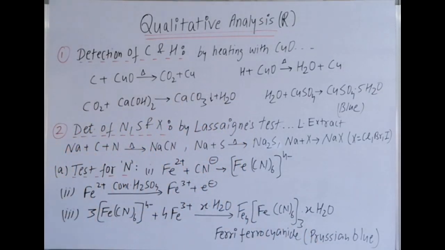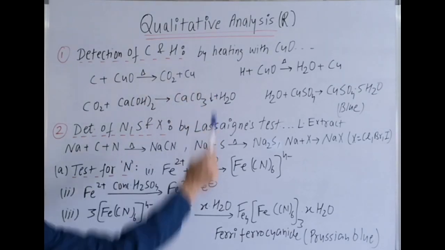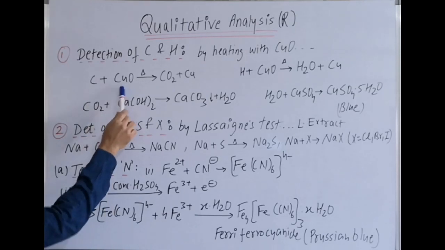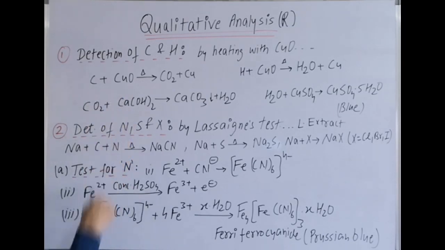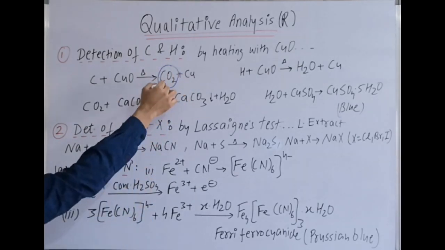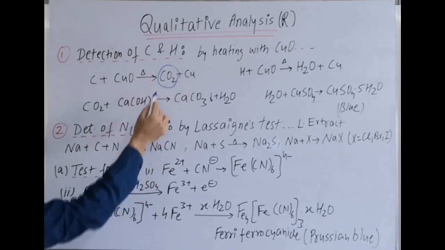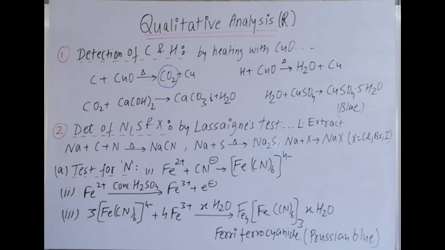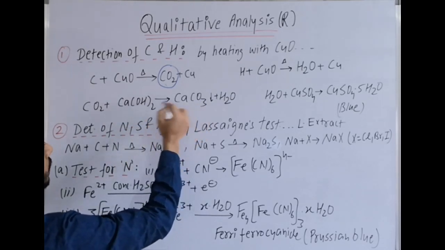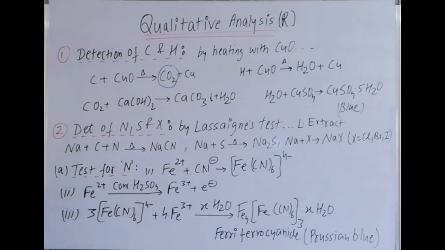Carbon and hydrogen can be detected by heating with cupric oxide. How? When carbon is heated with cupric oxide, it is oxidized to CO2. And how do we detect CO2? We pass it through lime water solution, which turns lime water milky, and that is the indication that CO2 is evolved, which means carbon is present.